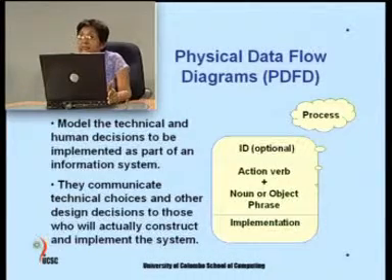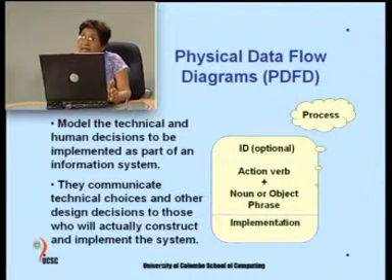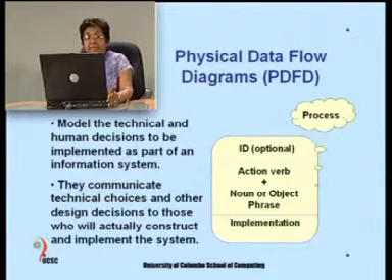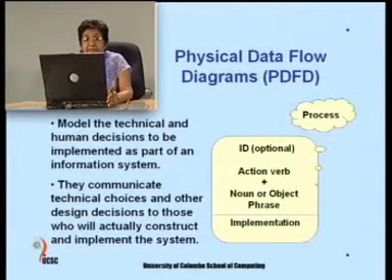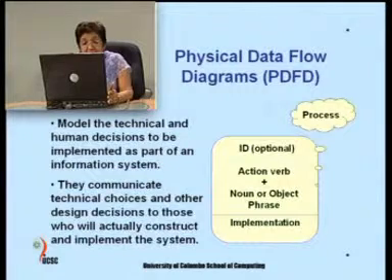So, we will now look at some of the symbols that are used in physical data flow diagrams and how they differ from logical data flow diagrams which we drew or used in the analysis stage. Physical data flow diagrams model the technical and human decisions to be implemented as part of an information system. So, remember we had processes. Now, if you look at the difference between a process in a physical data flow diagram and a logical data flow diagram, they communicate technical choices and other design decisions to those who will actually construct and implement the system.